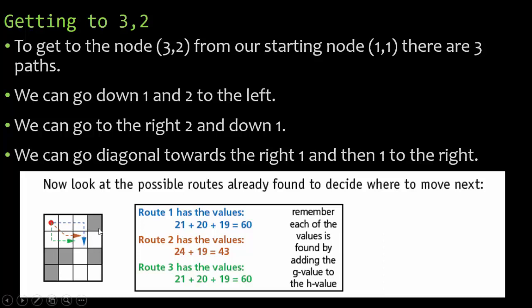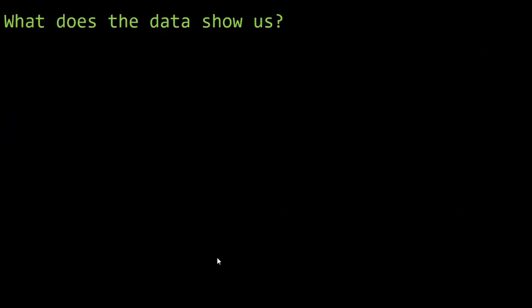Well, how do I know which is the best path to get to vertex 3, 2? Because I've worked out some values here and I'm looking for that pattern. Well, I add up all those values. So route 1, when I go over 2 and down 1, I have 21, 20, and 19. Those are the values that we looked at just a few moments ago. When I look at route 2, I take a look at the f values, which was 24 plus 19. That gives me a value of 43. Route 3, I look at the f values. So 21 plus 20 plus 19 gives me 60.